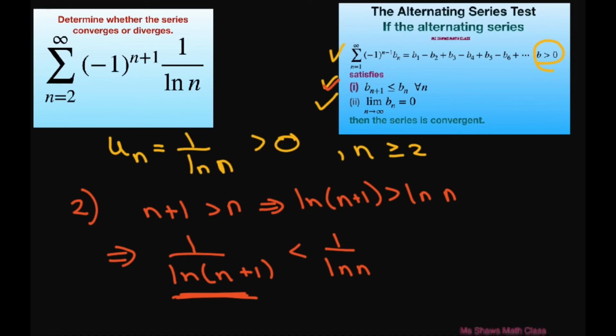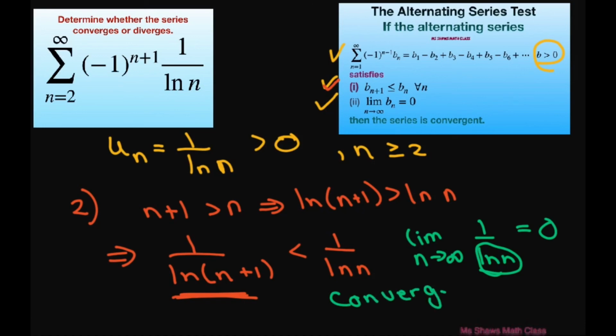Now let's take the limit. Take the limit as n approaches infinity of 1 divided by ln of n, and as the denominator goes off to infinity, this equals 0. So our series converges. It equals 0 here. It's just not absolutely convergent.